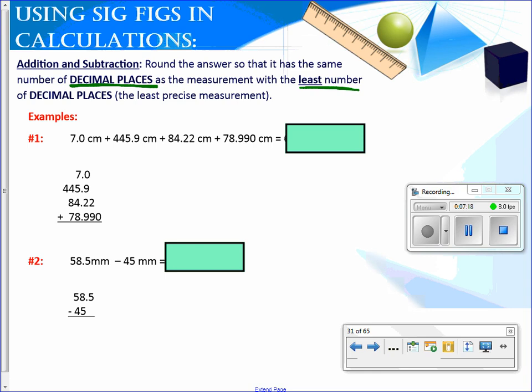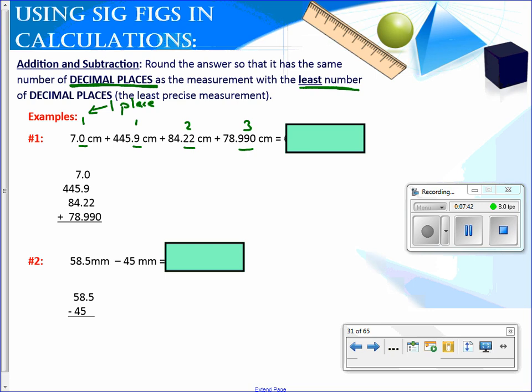So if we take this number, 7.0, and since we're adding, we're going to look at the number of places past the decimal. This has 1 place past the decimal. This one has 1 place past the decimal. This has 2 places past the decimal. And this has 3 places past the decimal. So when we add these up, our answer can only have 1 place past the decimal.